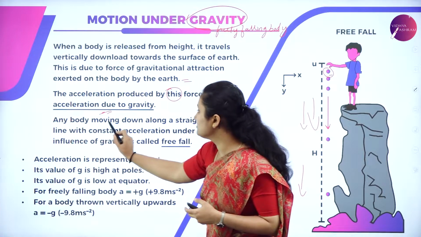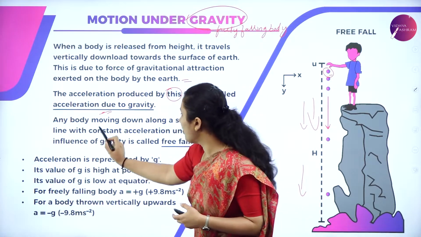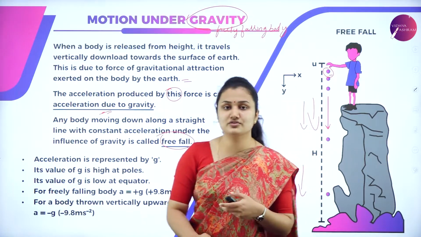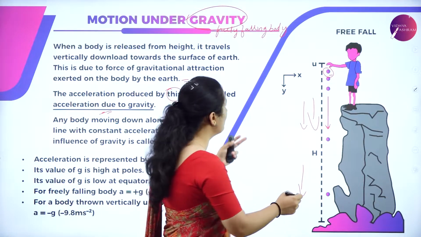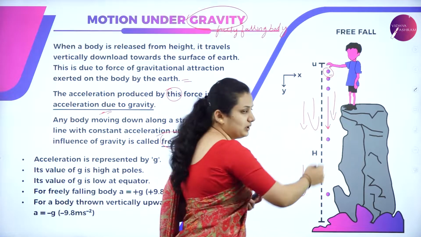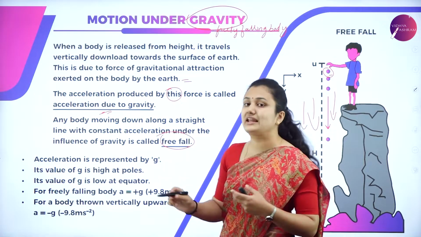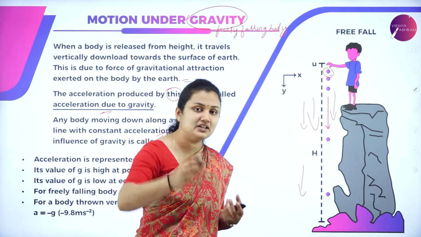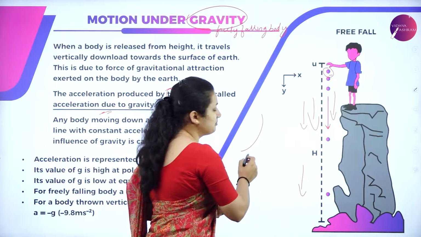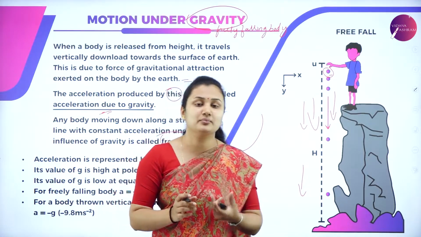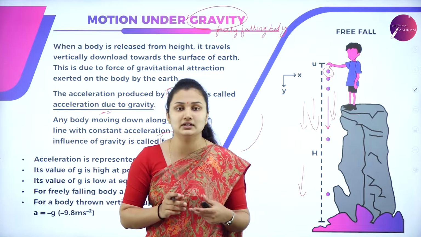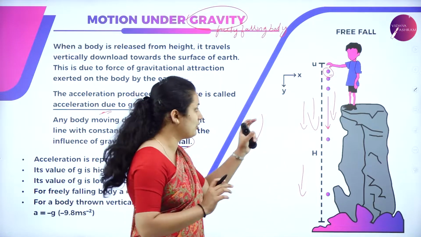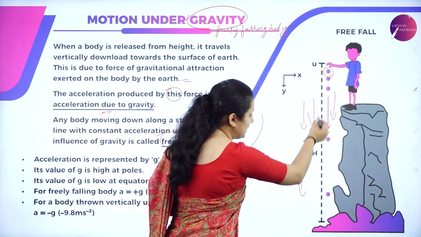A third point: a body moving down along a straight line with constant acceleration under the influence of gravity is called free fall. So what is free fall? A ball is moving downward in a straight line. When you drop the object from a certain height, it moves in a straight line. It is not following a curved path. In our previous session, in graphical methods, we learned that if it's moving in a straight line, then it possesses uniform acceleration. So the ball has uniform acceleration because it's moving in a straight line.